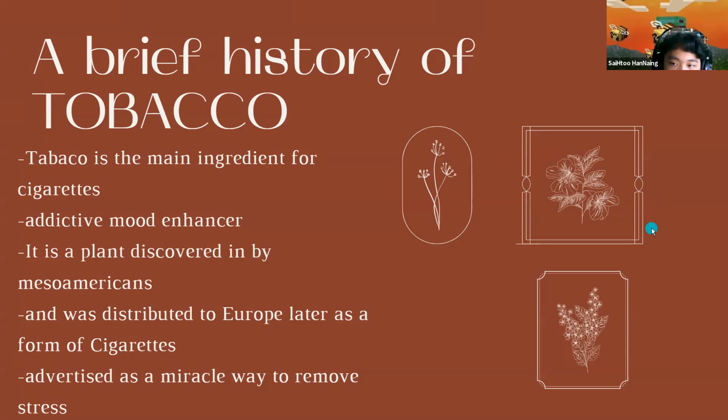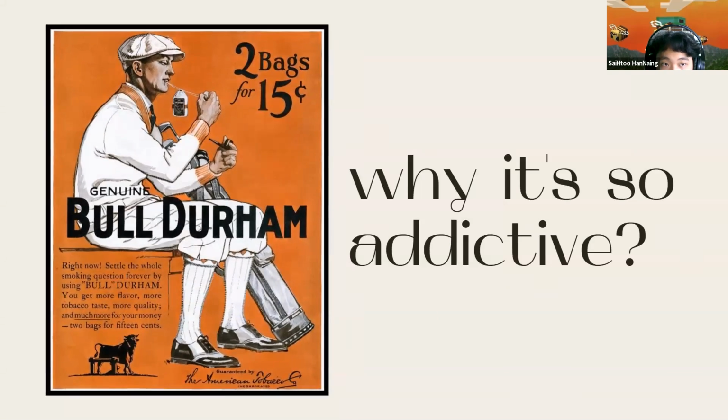So tobacco is one of the main ingredients found in the making of cigarettes. And it's a very special plant because it has a mood-enhancing element, which brings the mood to a calmer and more collected place in the mind. It was discovered by the Mesoamericans in the late 1600s and was exported to Europe and later made into cigarettes. And it was advertised as a way to remove stress. So why is this so addictive?